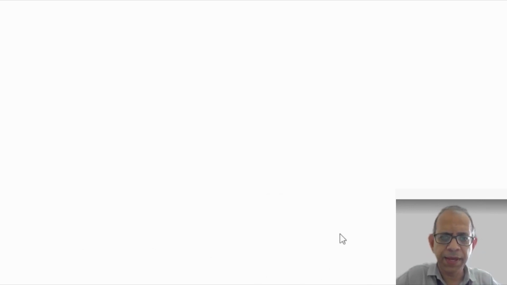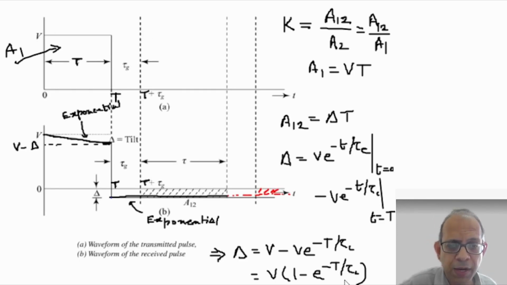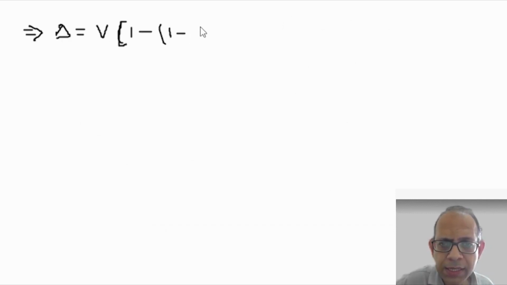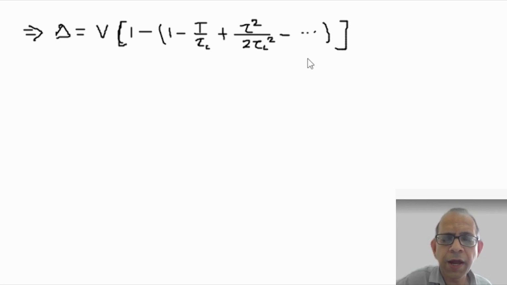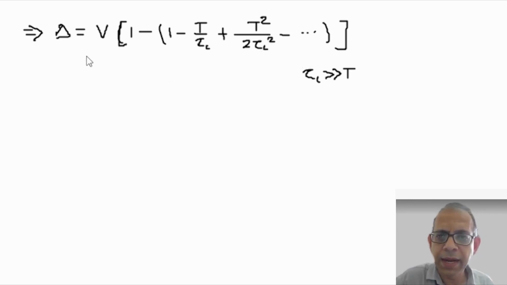We can further simplify it as follows: delta equal to V into 1 minus, now e to the power minus T by tau C can be expanded as 1 minus T by tau C plus T square by 2 tau C square and so on, using exponential series. Now because tau C is much greater than T, T by tau C is much less than 1, and therefore the higher powers of T by tau C, this is actually T square by tau C square, this term and other higher order terms can be neglected, and what we get here is delta is approximately, this one and this one will cancel, so it is simply VT by tau C.